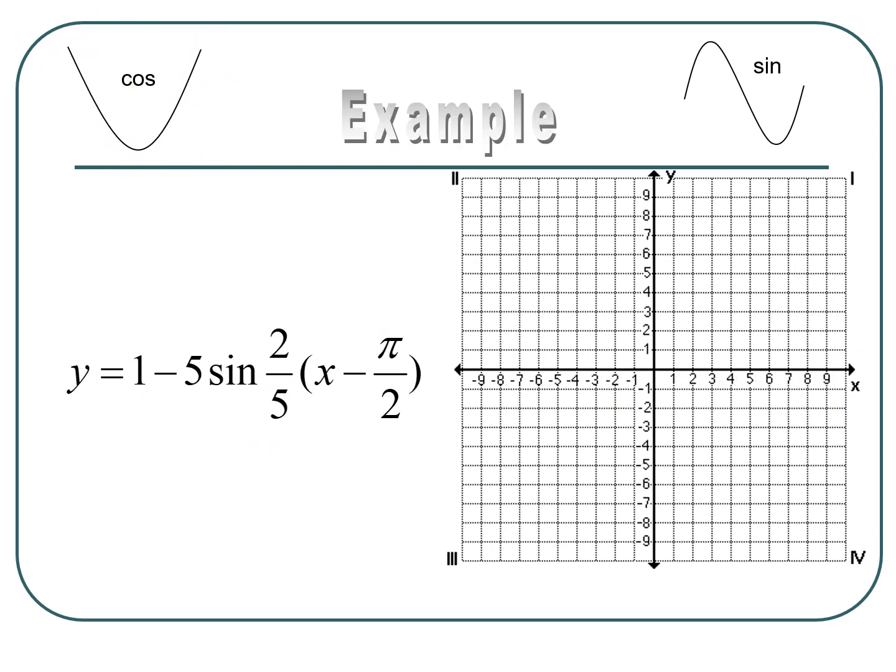All right, let's do another example. Here we have a sine graph. It does say sine. So we're going to have a graph that looks like this. The 1 is the middle dotted line. The 5 is how much you go up and down. Up 5, down 5. This minus sign is going to make the graph look a little bit different, but we'll come back to that in just a little bit.